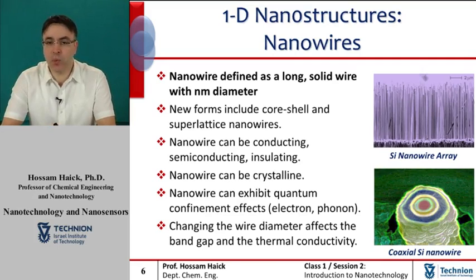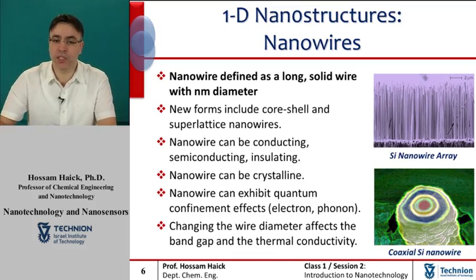Many different types of nanowires exist. These include, of course, metallic nanowires, semiconducting nanowires, and insulating nanowires. More details about each of these nanowires can be seen on the slide, and we will explain them in the next lectures. On the other hand, molecular nanowires are composed of repeating molecular units, either organic, for example DNA, or inorganic material. New forms of nanowires include core-shell superlattice nanowires, as seen in the bottom figure in the slide.